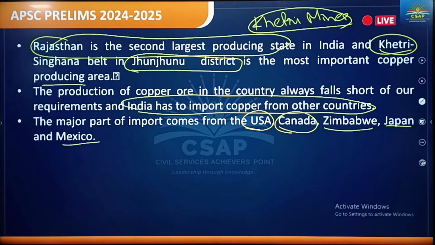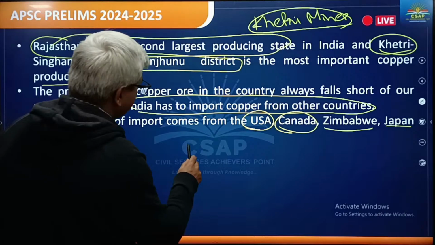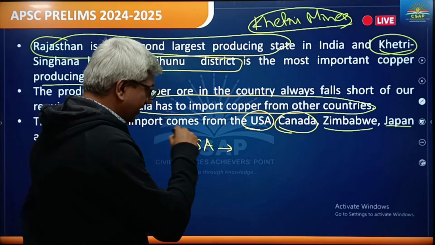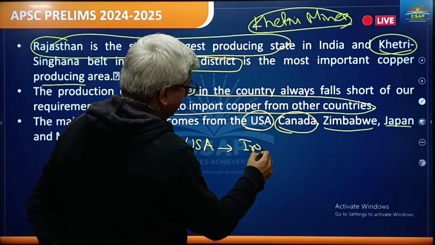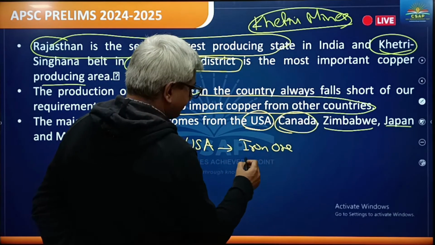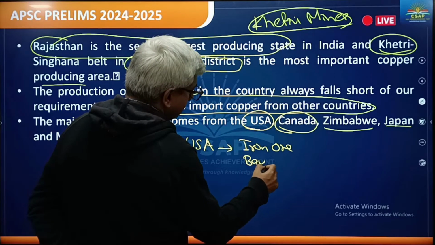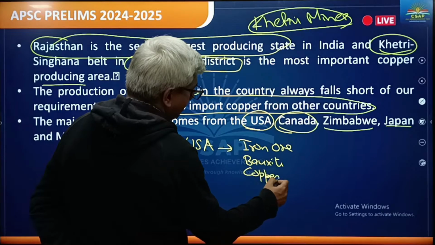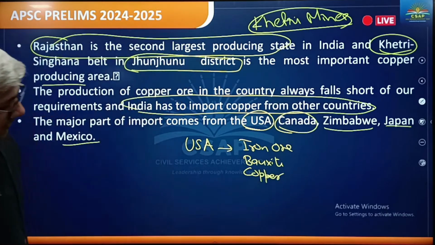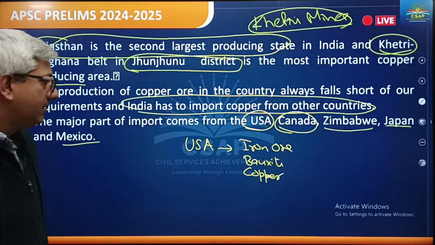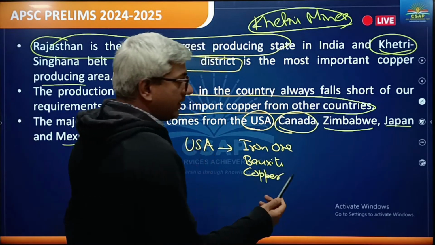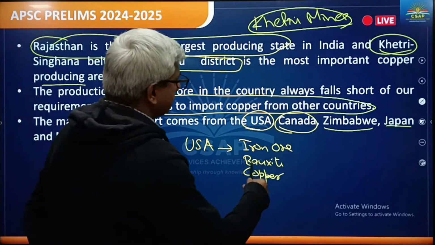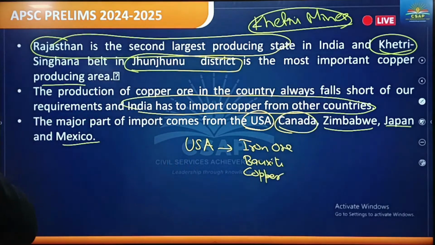Fine. So again, we can find why USA is USA, because USA has very high reserves of iron ore, bauxite, aluminium, copper, right? They also have huge reserves of uranium and coal and petroleum. Then there are lots of water resources. So this is what makes USA USA.